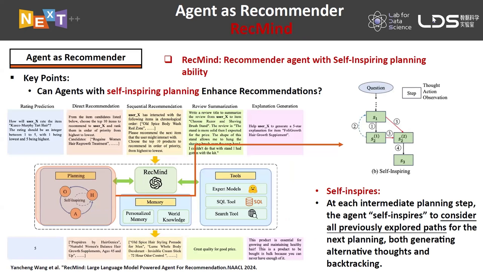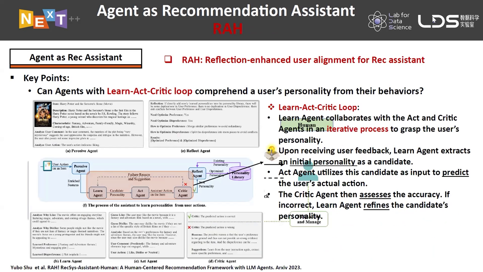And the third work is RecMind. It's similar to ToolRank and the previous work. At each planning step, the agent is self-inspired to consider all previously explored paths for the next planning, both generating alternative thoughts and backtracking. And I think the next work is the RAH. It is like a bridge or assistant between the recommender and the large language models.